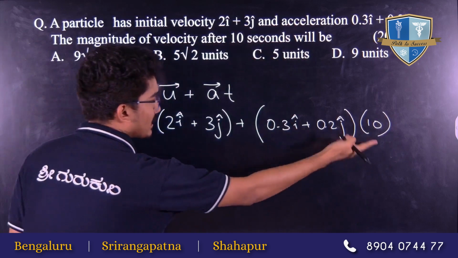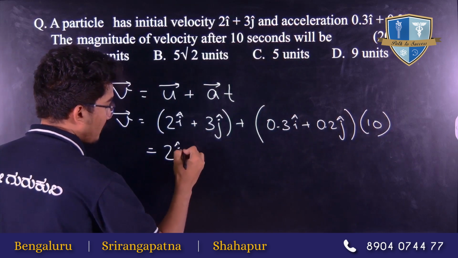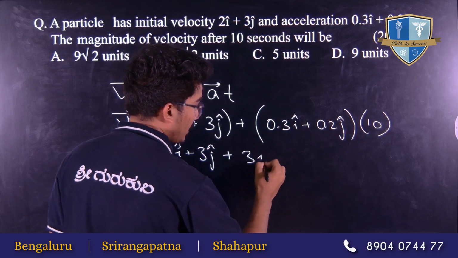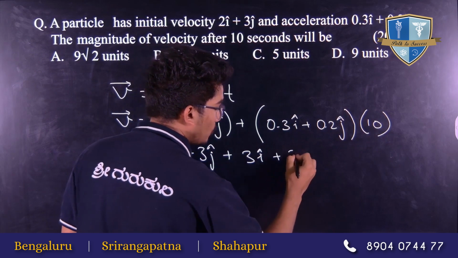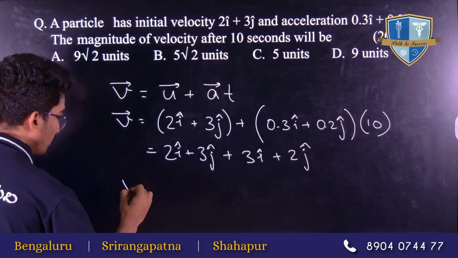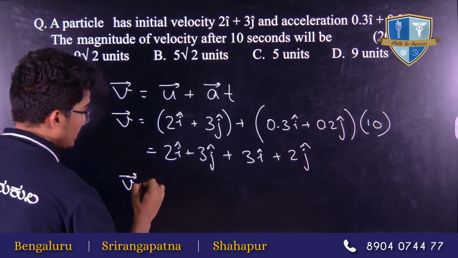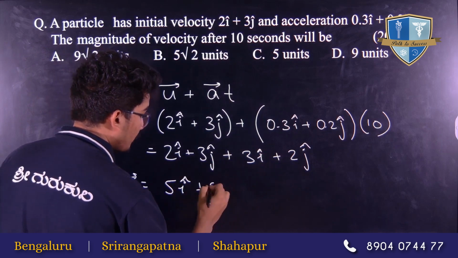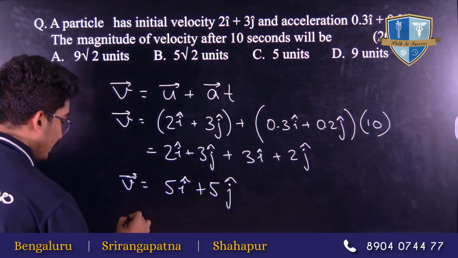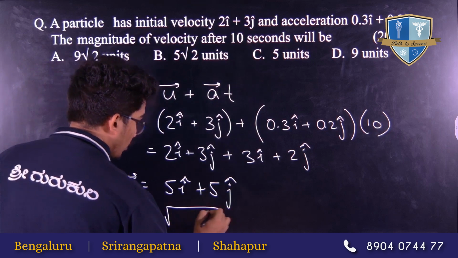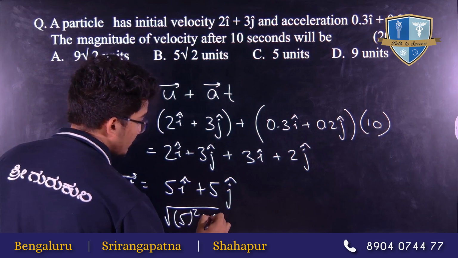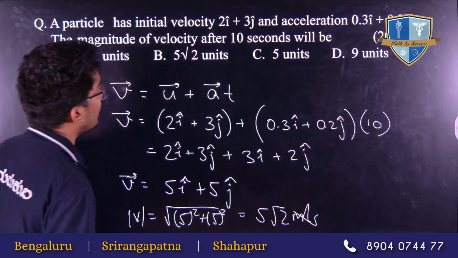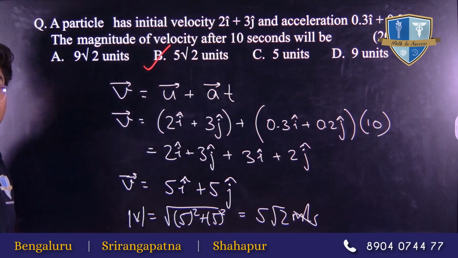Now if we multiply this 10 inside, it will become 2i cap plus 3j cap plus 0.3 into 10 will become 3i cap, 0.2 into 10 will become 2j cap. So final velocity vector is equals to 2 plus 3, 5i cap, 3 plus 2, 5j cap. Now resultant vector magnitude will be equals to root of 5 square plus 5 square, which is equals to 5 root 2 meters per second. Any option? 5 root 2 meter per second. Option B is our correct option.